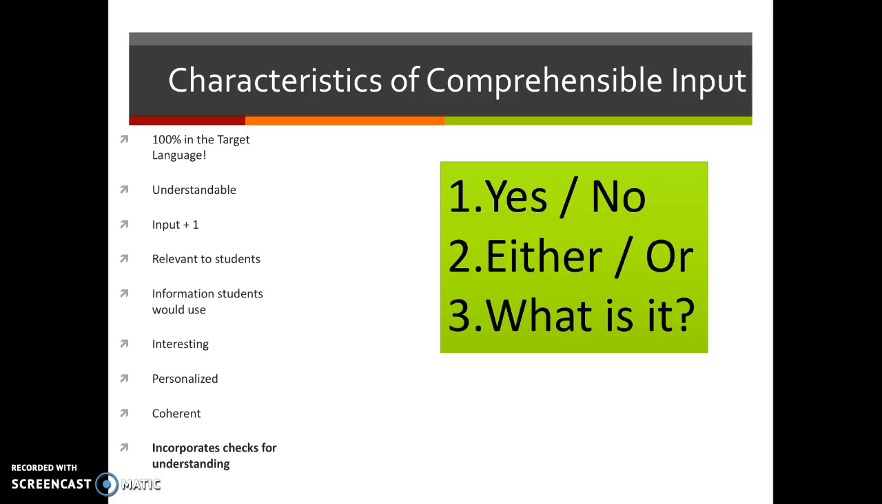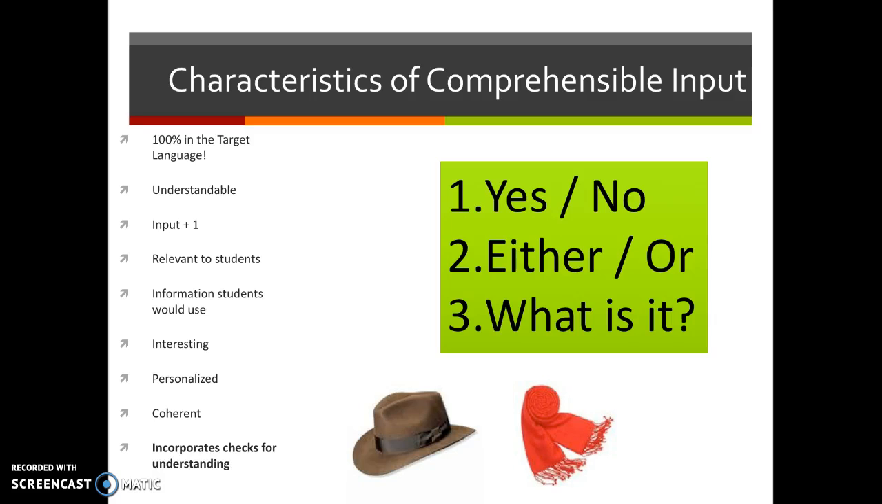First is the yes/no response from the students. For example, yes or no, class, is this a hat? Yes. Is this a scarf? No. Second is the either or. Class, the first item, is it a scarf or a hat? And hopefully the class would reply, hat. The second item, is it a scarf or a hat? And hopefully they would reply, scarf.